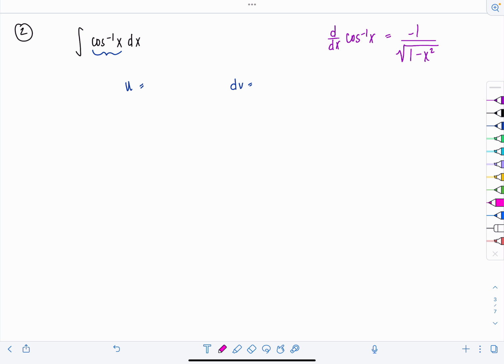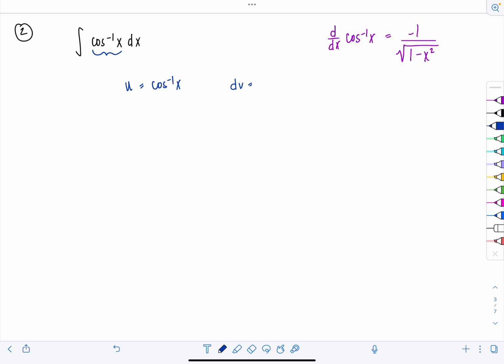I'll show you why it can't be the other way around. dv cannot be cosine inverse of x dx because now you've done absolutely nothing. Now to find v, you're going to have to integrate cosine inverse of x dx. And isn't that what this problem's asking us to do? So that's a pointless way of setting things up, okay? Don't do that. That'll get you nowhere. All right, u is going to be cosine inverse of x. And remember, whatever u is, you don't end up integrating. So that's good. That cosine inverse of x is going to be out of our life in just a minute.